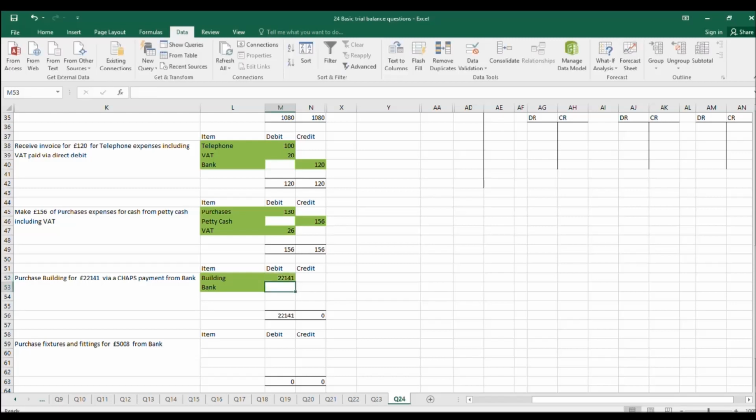21,141 is the positive money movement in the building. We got this building positive money because we can sell it in the future. So positive money movement. That's the bank. But we also had to pay it out of the bank account. So that's going to be a negative money movement. And so that's going to be a credit.